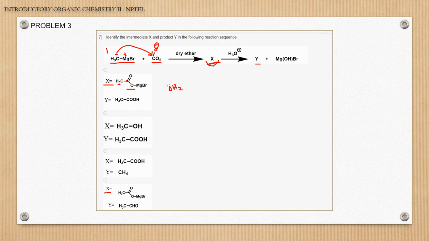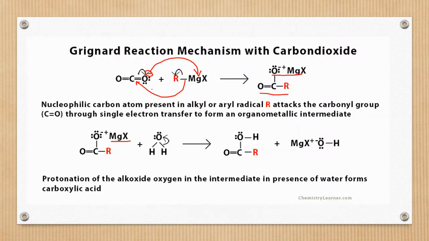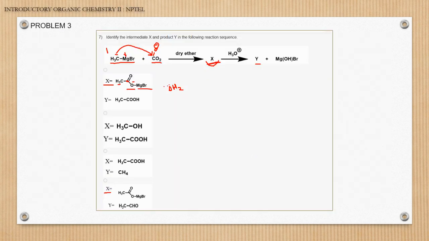So here also this O minus will take up H plus and this OH minus will form a bond with magnesium bromide to give you MgBrOH like this. So here also you will get the hydrolysis product as acid rather than aldehyde. So option number 1 will be the correct option rather than 4. So is it clear? Okay, then I'm moving to problem number 4.